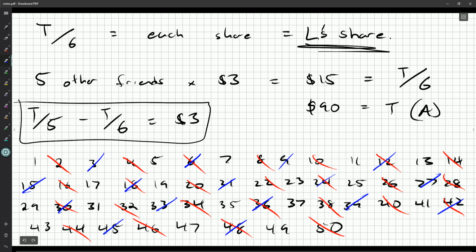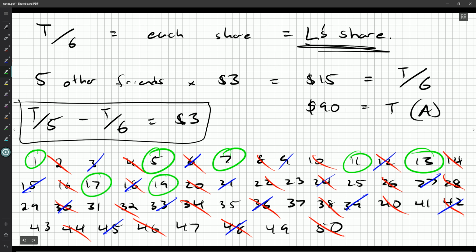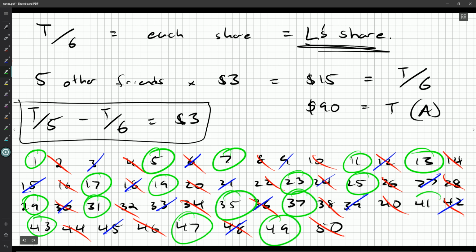And then we quickly count how many are left. 1, 2, 3, 4, 5, 6, 7, 8, 9, 10, 11, 12, 13, 14, 15, 16, 17. So our answer should be 17, but let me show you another way to do the question that doesn't involve just writing things out.